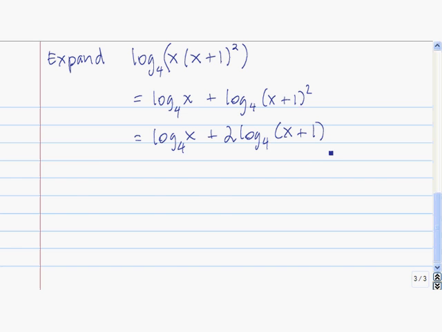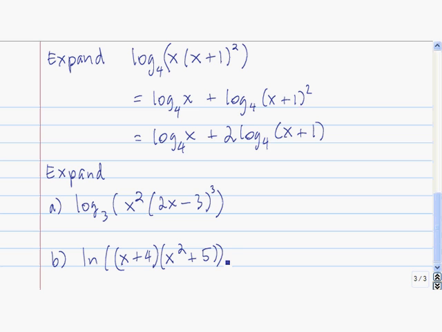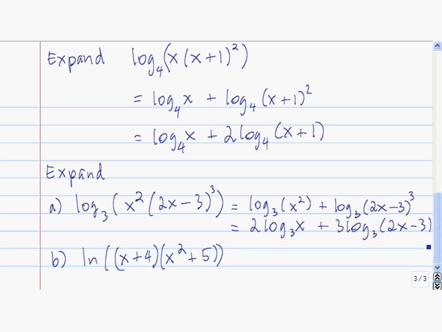All right, I'm going to give you a couple to try. Okay, press pause while you expand these two. Okay, for the first one, you should have gotten 2 times log base 3 of x plus 3 times log base 3 of 2x minus 3.